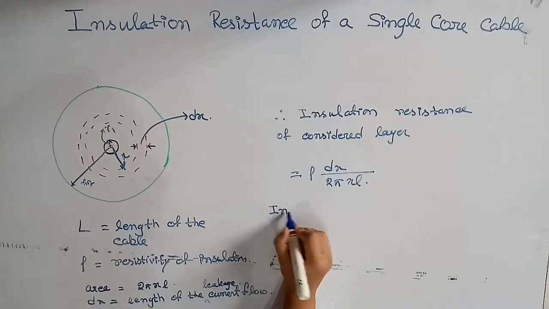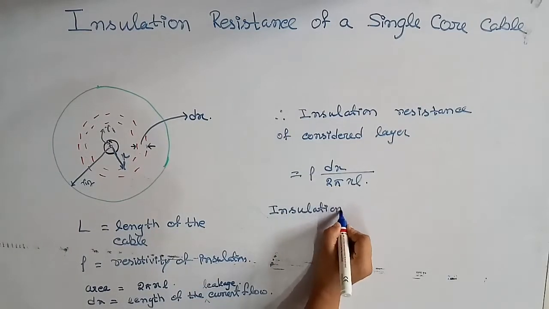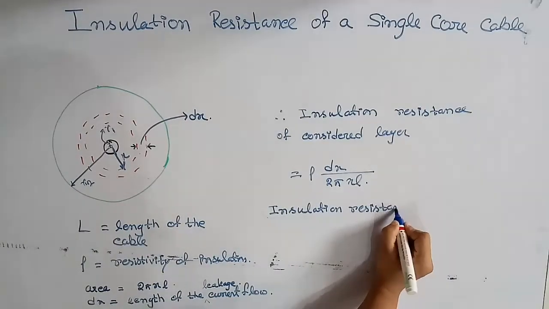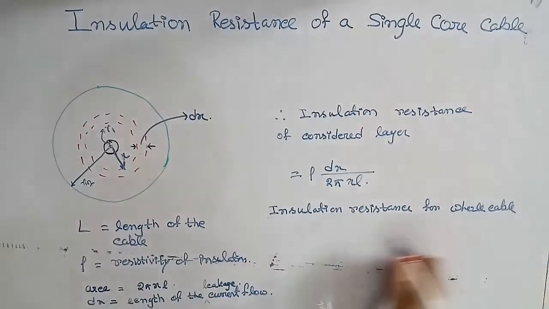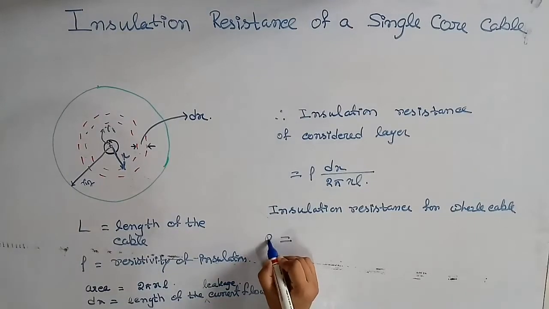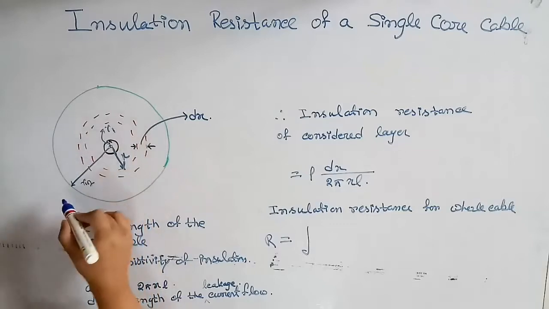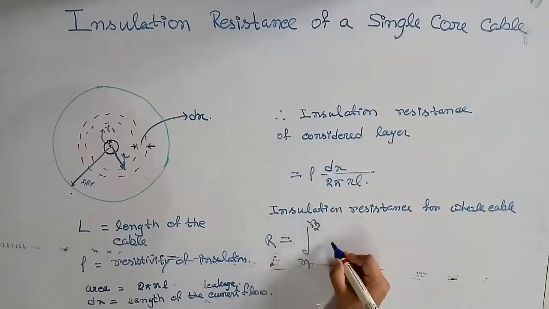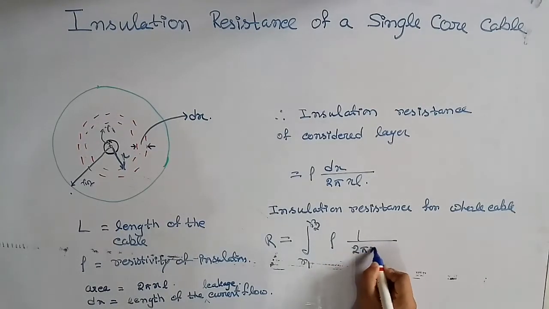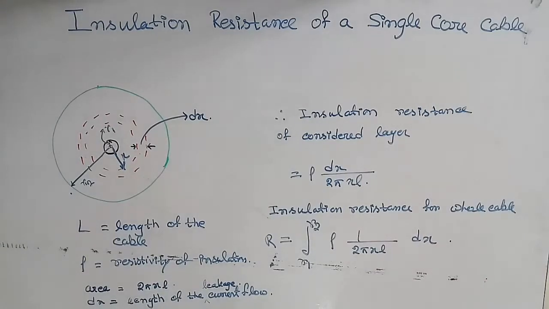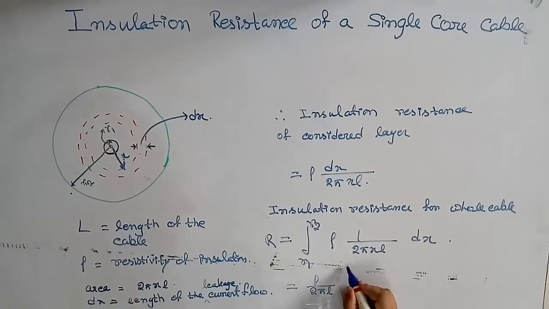So the insulation resistance for the whole cable is the integration from r1 to r2 of rho dx by 2 pi x l. Now rho by 2 pi l is the constant term, and we integrate 1 by x from limit r1 to r2.